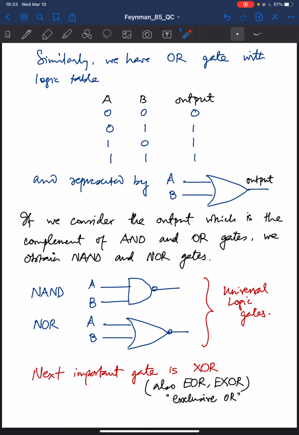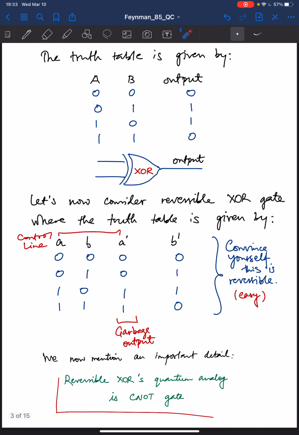NAND and NOR are also known as universal logic gates because you can construct any classical circuit using these gates. The next important gate which we consider is known as XOR gate. It is also known as exclusive OR gate. So what is the truth table of XOR gate? If both the inputs are the same, then the output is 0. If both the inputs are different, then the output is 1. So if it is 0, 0, then the output is 0. If it is 1, 1, then the output is 0. In both other cases, it is 1.